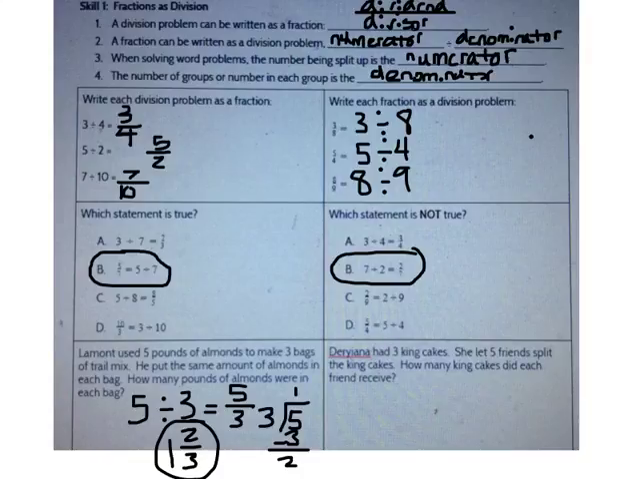Let's do another. Dariana had 3 king cakes. She let 5 friends split the king cakes. How many king cakes did each friend receive? What's being split up in this problem? The 3 king cakes are being split up. What division problem could I use to represent this problem? 3 divided by 5. How would I write 3 divided by 5 as a fraction? 3 divided by 5 is 3 fifths.